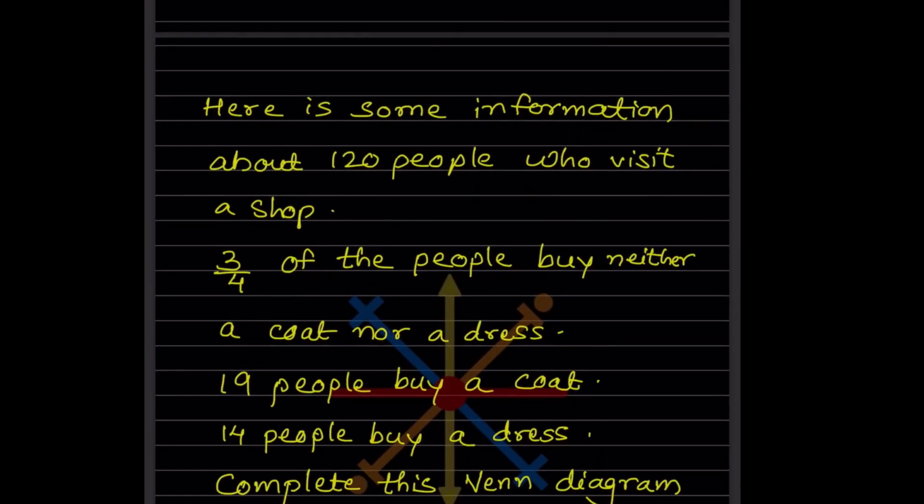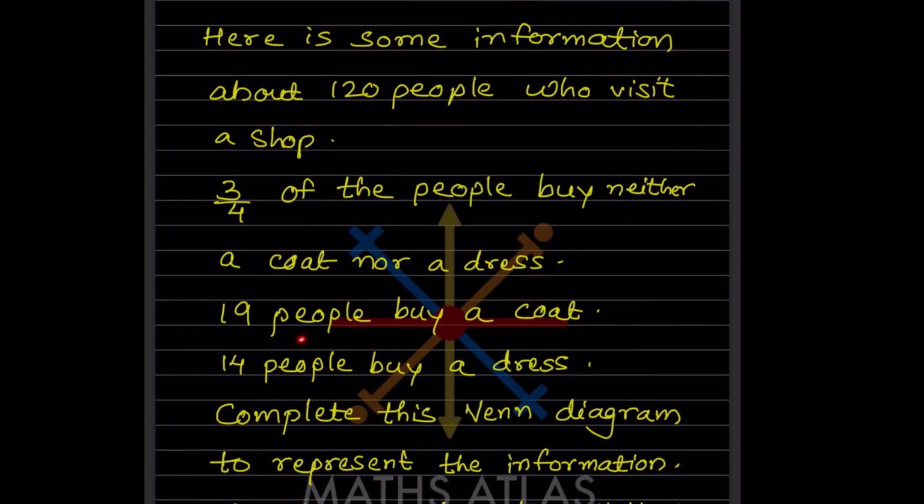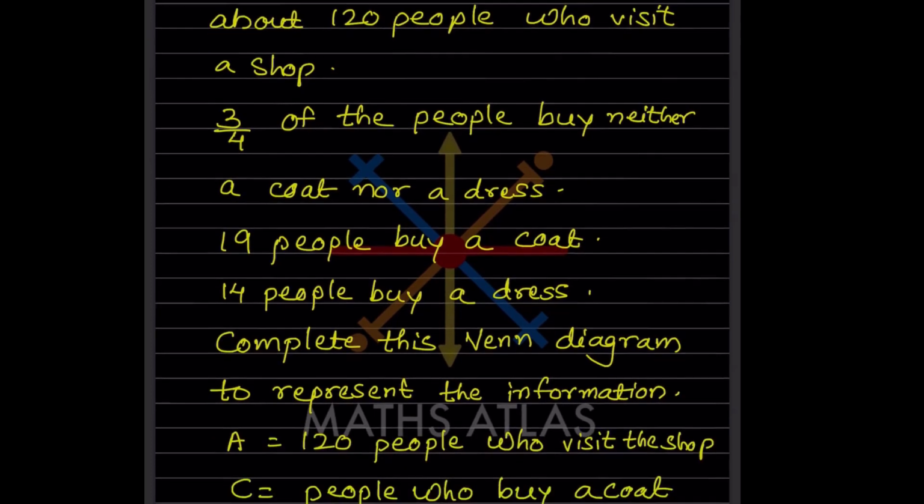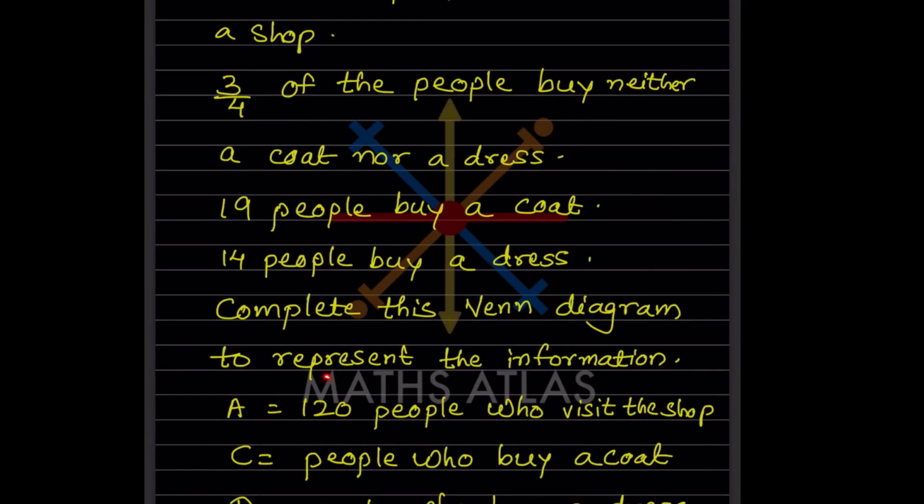So here is some information about 120 people who visit a shop. 3/4 of the people buy neither a coat nor a dress. 19 people buy a coat. 14 people buy a dress. And you have to complete this Venn diagram to represent the information.